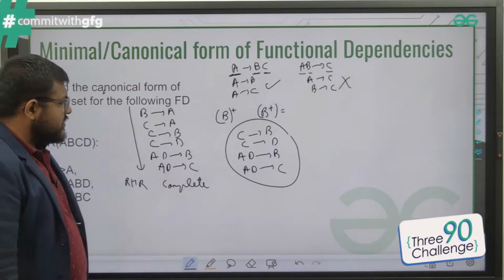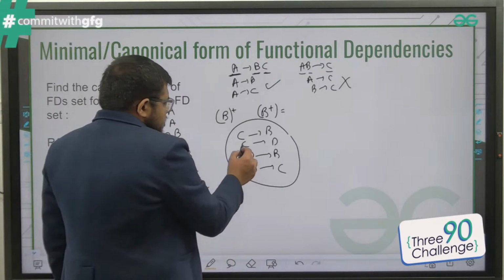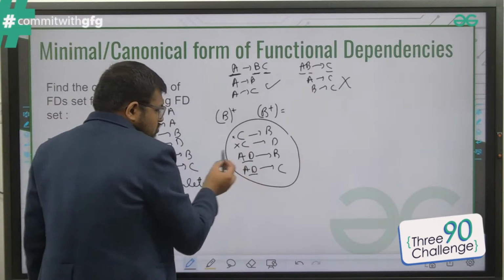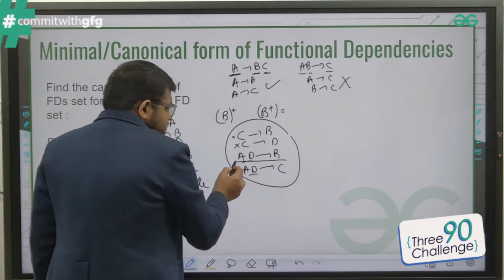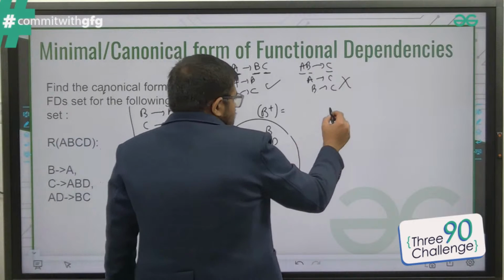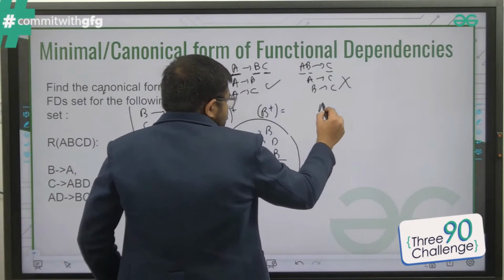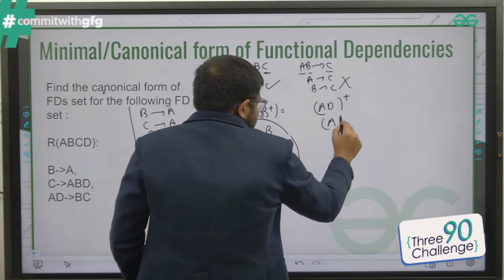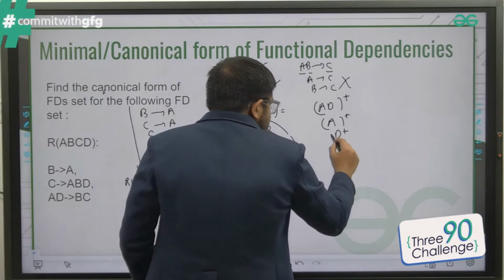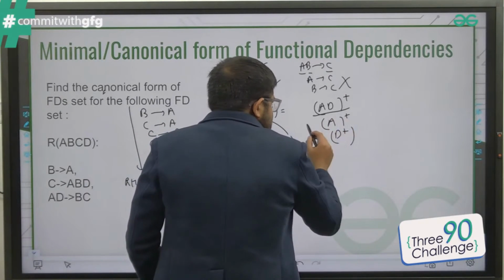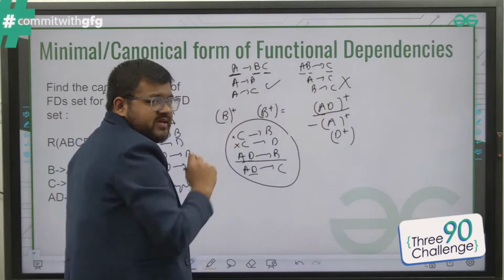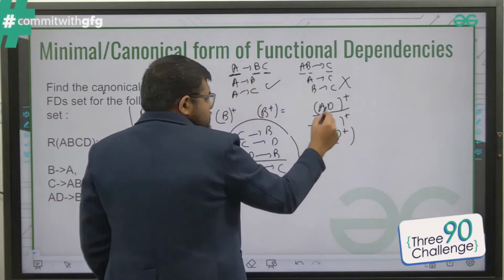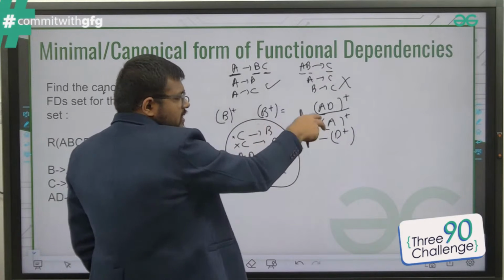Now for left hand side redundancy, see here there is no left hand side redundancy, it is single attributes. So if I want to find whether this is a redundancy or not, I will find AD plus, I will find A plus, and I will find D plus. If AD plus is the same as A plus, it means D is redundant. If D plus is the same as AD plus, it means A is redundant. Both will not be the same.